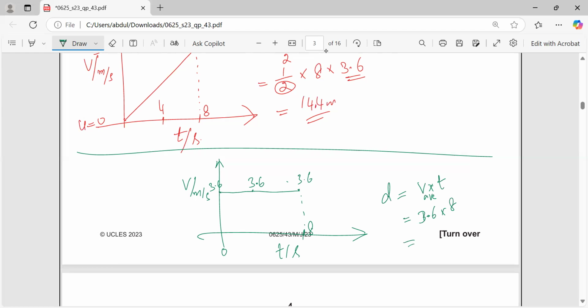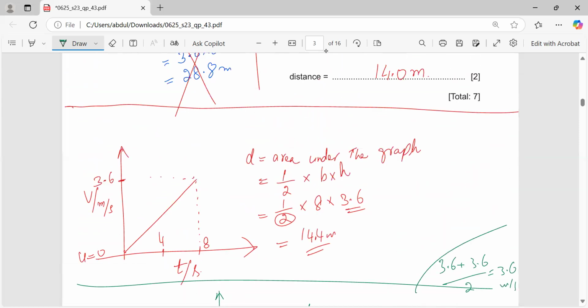And in that case the answer is 28.8 meters. Why is the average the same? Because average means 3.6 plus 3.6 divided by 2. Still the answer is 3.6 meters per second.